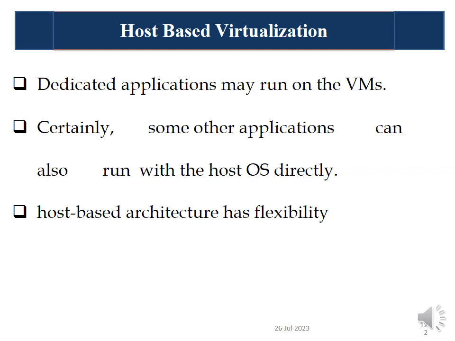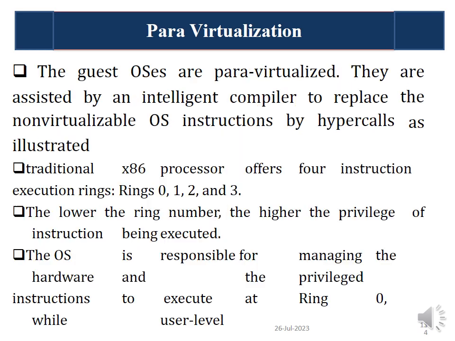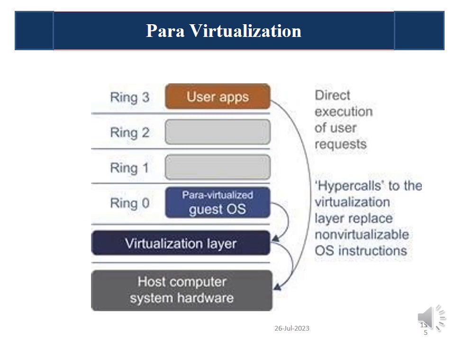Host-based virtualization: a dedicated application may run on the virtual machine. Certainly, some other applications can also run with the host OS directly. Host-based architecture has flexibility. For para-virtualization, you have the hardware, VMM, then the application and para-virtualized guest OS. Traditional x86 processors offer four rings, ring 0 to ring 3. The lower the ring number, the higher the privilege. The OS is responsible for managing the hardware, and privileged instructions execute in rings, with applications at the user level.